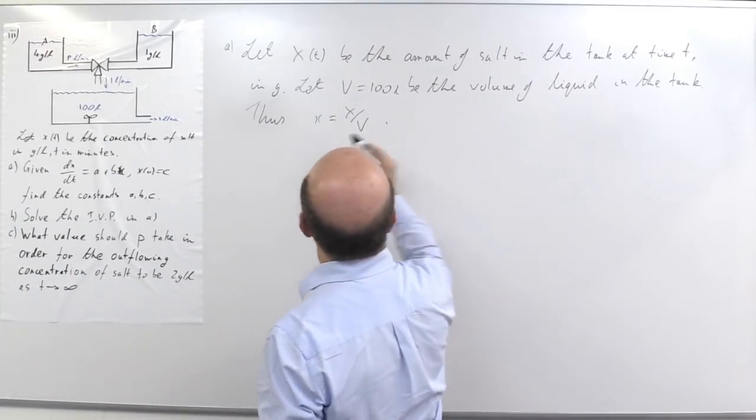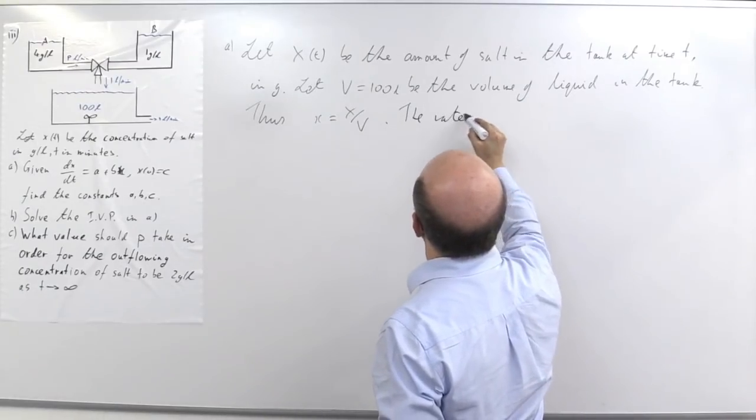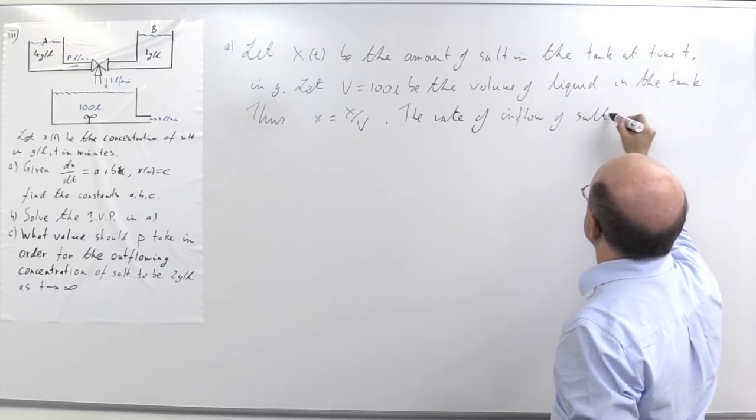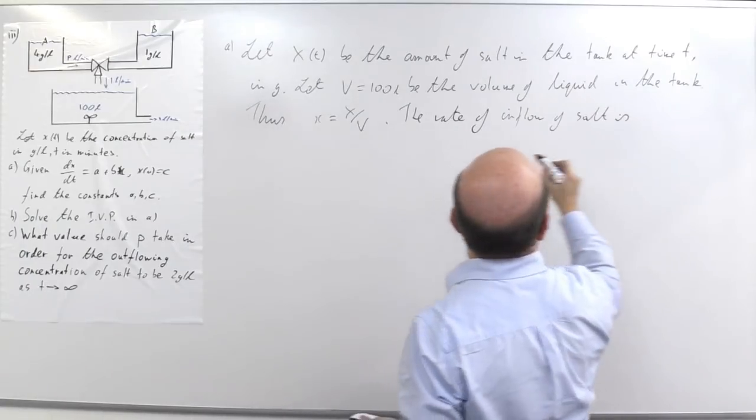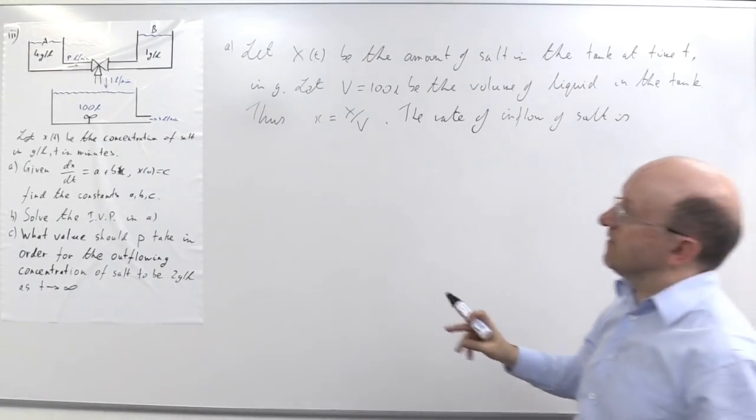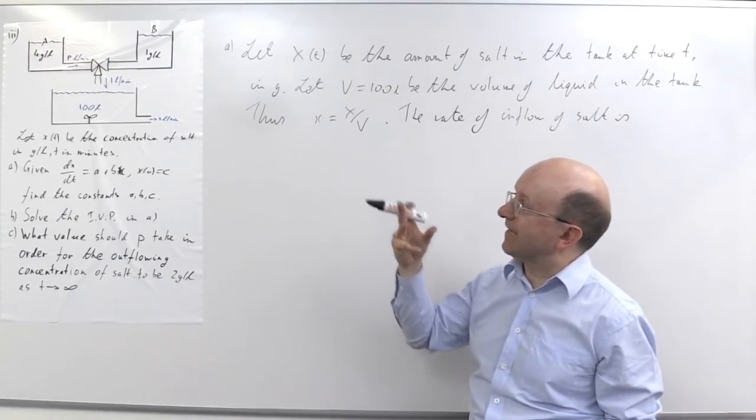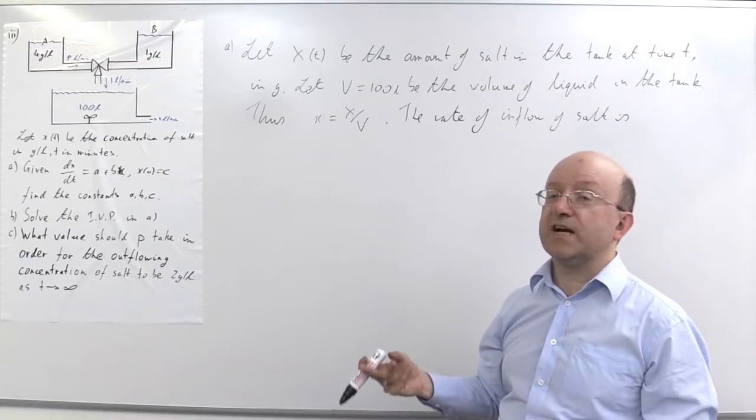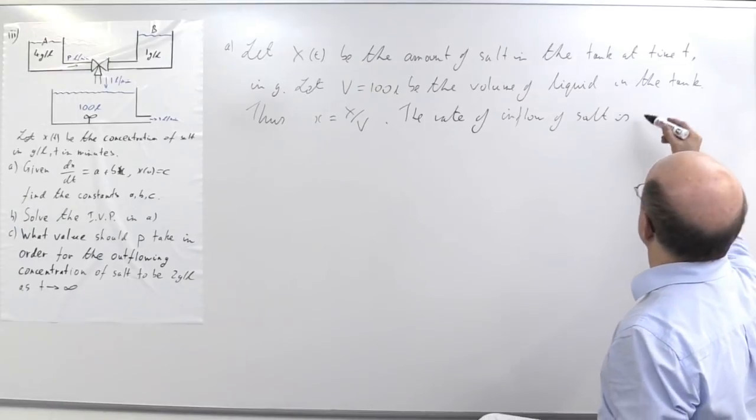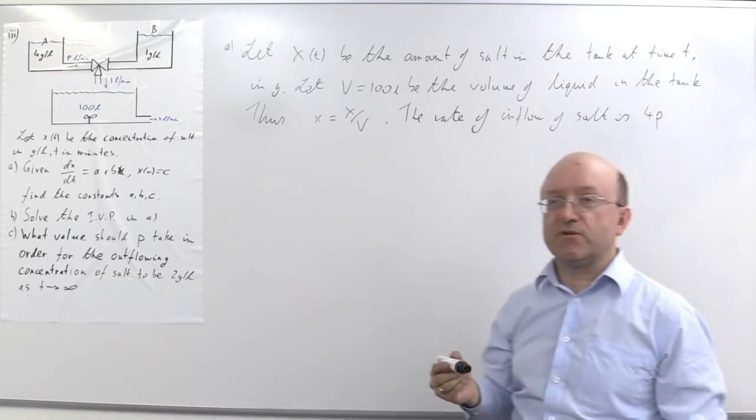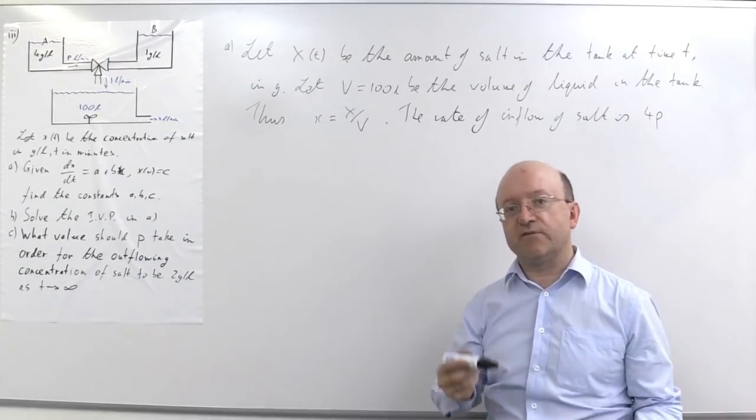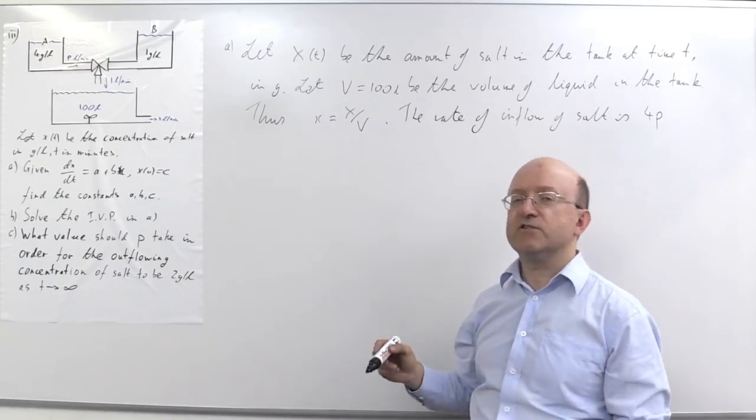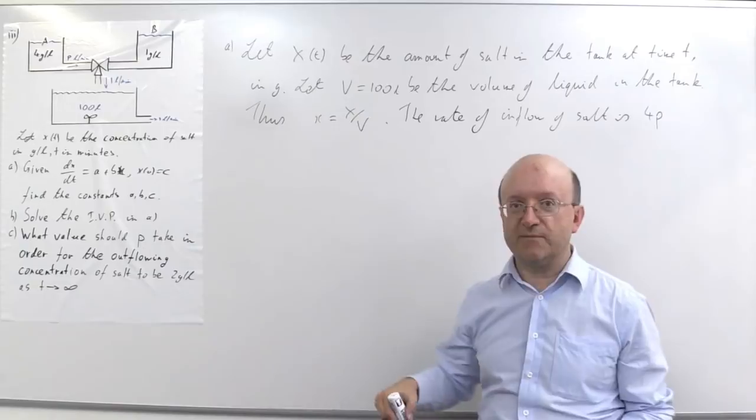The rate of inflow of salt is, well, we've got P litres per minute coming out of reservoir A, and the concentration there is 4 grams per litre, so that must be 4 times P grams of salt coming in from A. And obviously the inflow rate from B must be 1 minus P, because the total flow from the 2 reservoirs is 1, and it's 1 gram a litre, so we'll have 1 minus P grams of salt coming from B.